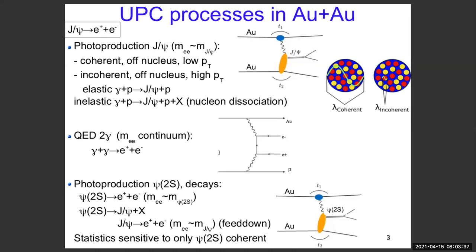There is also a contribution from the 2 photon process, where each beam particle emits a photon, which then produce a pair, an e+e- pair. Sorry, this is mislabeled, it should be a gold here. And then finally, we have high statistics. We're also sensitive, just like the J/psi, we can produce the excited psi(2S) state, which can decay either directly to electrons, or there's a feed down channel, which will contribute to our main J/psi signal, where the psi(2S) decays to something and a J/psi, and the J/psi decays to electrons. In this sample, we're only sensitive to the coherent version of the psi(2S).